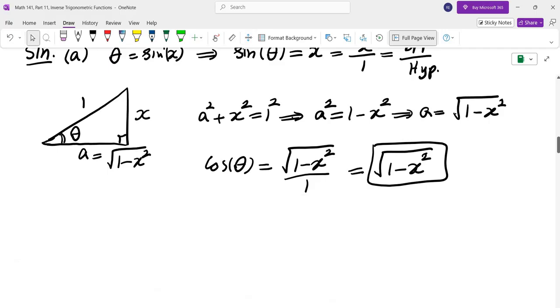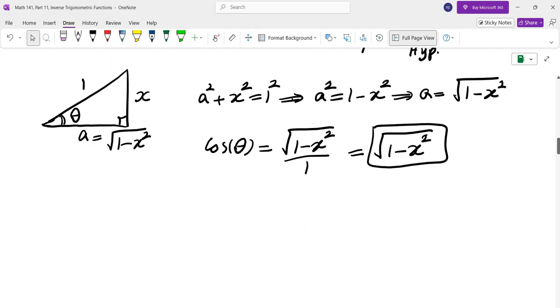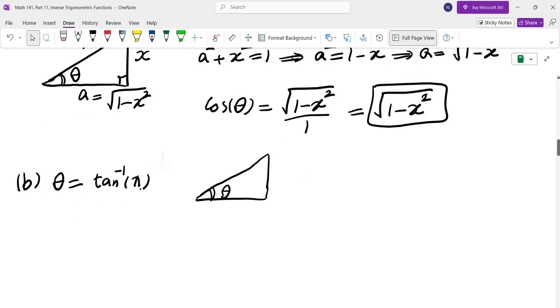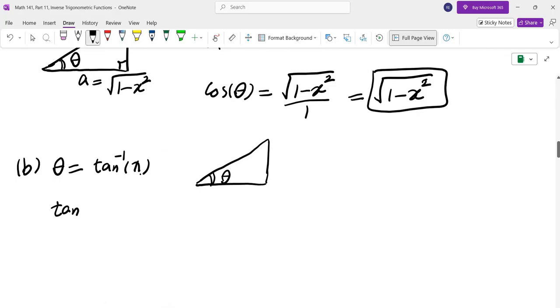The second part is secant of tan inverse. So let's call that theta equals tan inverse of x. We are going to draw a right triangle again with angle theta. So what we know is that tangent of theta is equal to x. So opposite is x, adjacent is 1. Hypotenuse, let's call that b.